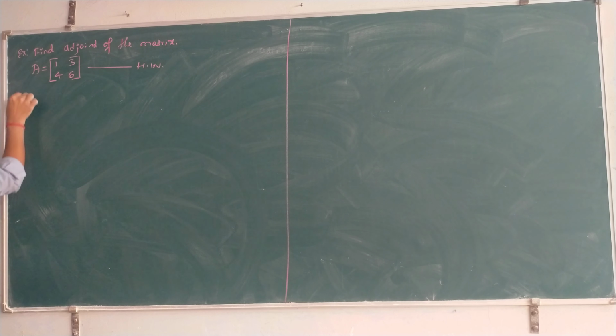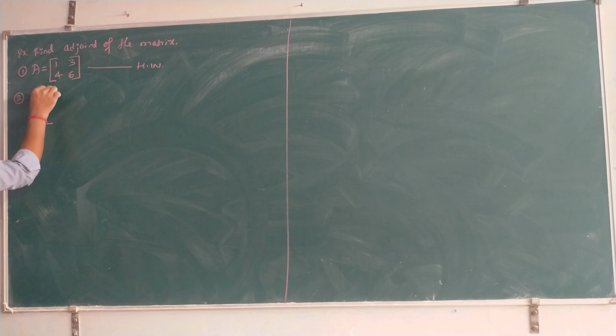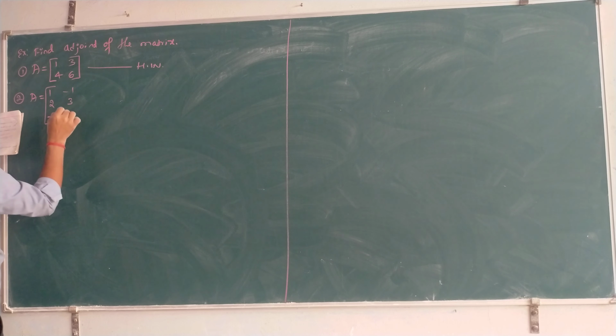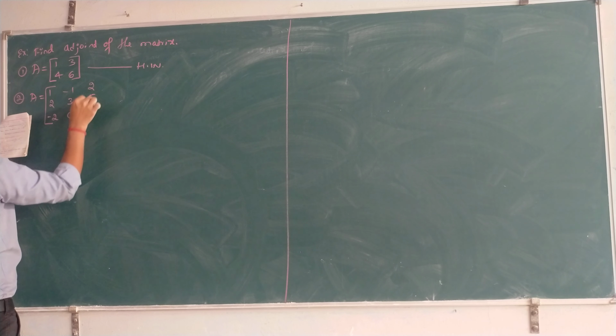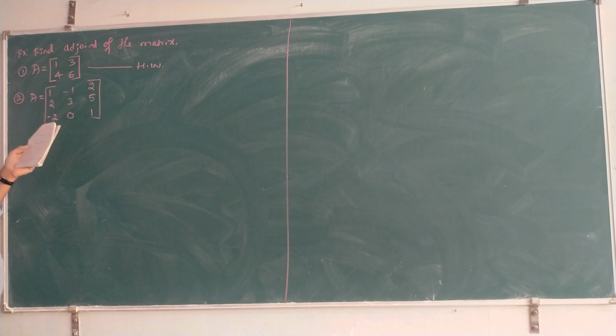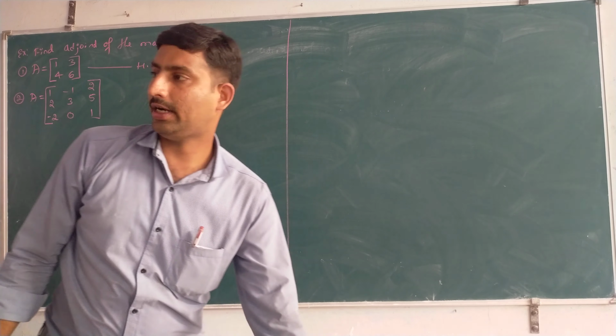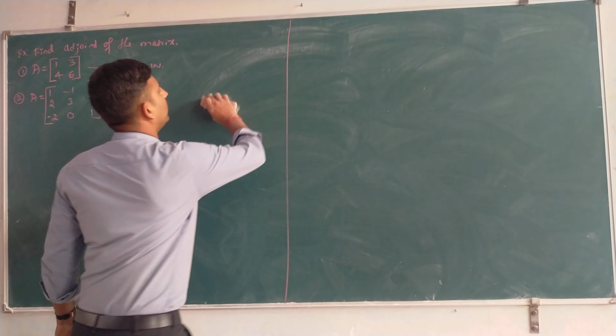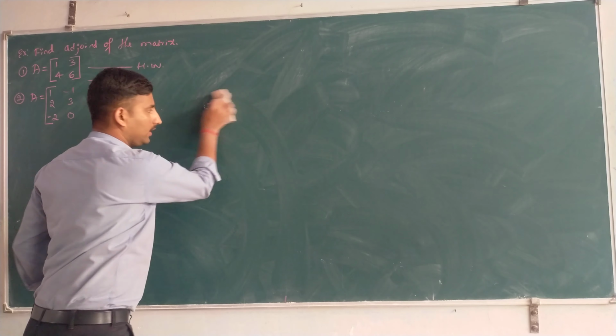Second one, A is equal to [1 2 -2; -3 1 -1; 3 0 2; 5 1 2; 5 1]. I will do the second one.